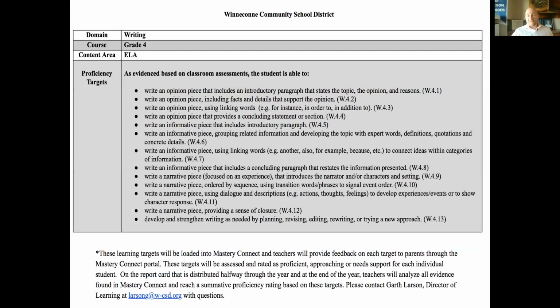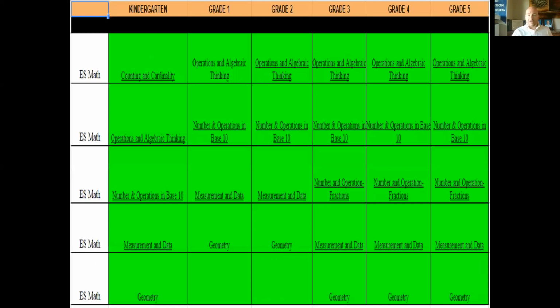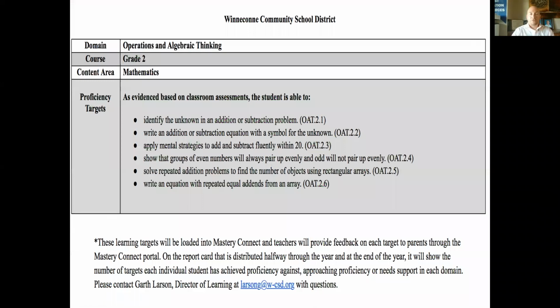We have a heavy emphasis on writing in our district. So here's an example from grade 4 writing, in which there are 13 targets associated with grade 4 writing that we are going to be able to provide feedback and proficiency values in relationship to. Here's an example of how we have math created. Again, math is organized by domain. Here's grade 2 for operations and algebraic thinking. We have 6 targets.